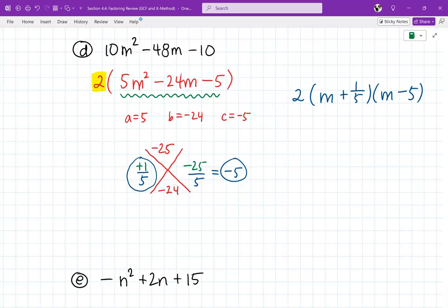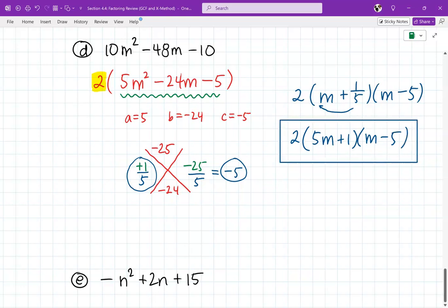Okay? Now, I can't have fractions. So remember, bottoms up, right? You're going to get this 5. You're going to put it in front of that M. So 2, 5M plus 1, M minus 5, and you're done. We got one more of these things, okay?